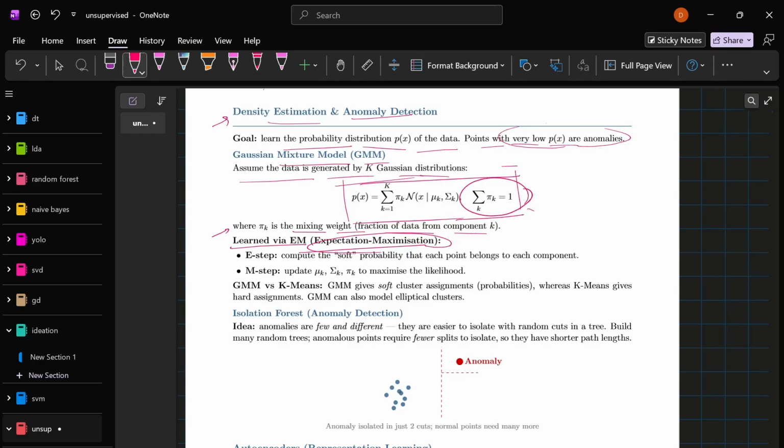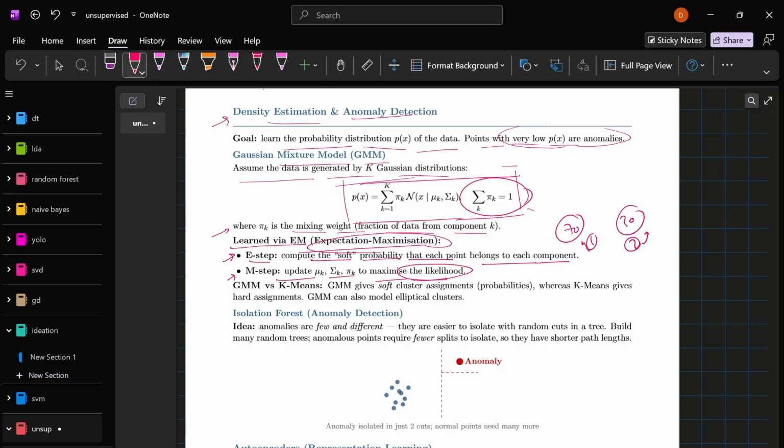Okay, now the steps to learn the parameters use the EM algorithm, expectation maximization, which has two steps. E step: for every point, compute the soft probability that it belongs to each component, not a hard assignment. For example, this point is 70% cluster one, and 30% cluster two. The second part is the M step. Use these probabilities to update mu k, sigma k, and pi k to maximize the likelihood of the data. And you alternate between E and M until convergence.